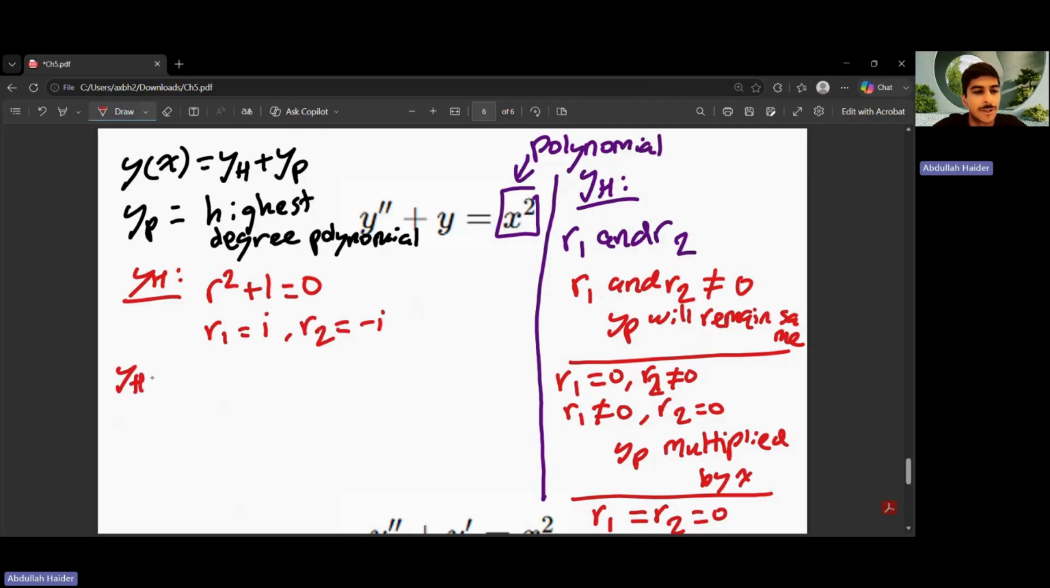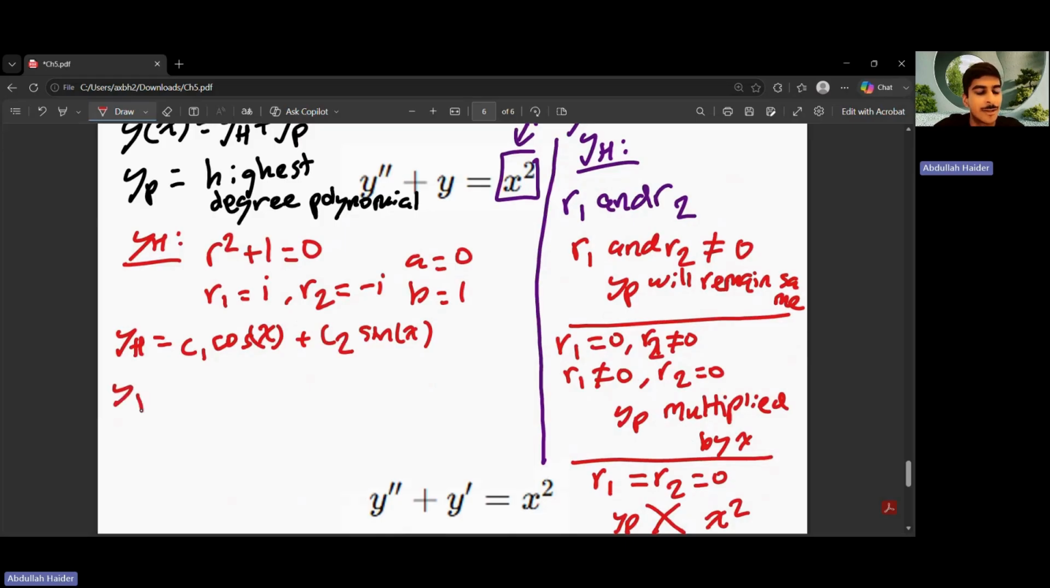So your homogeneous solution is going to be, this is the complex root, your a is equal to 0, and b is equal to 1. So quickly, c1 e power 0, which is 1, multiplied by cosine x plus c2 sine x. So this is your homogeneous solution.